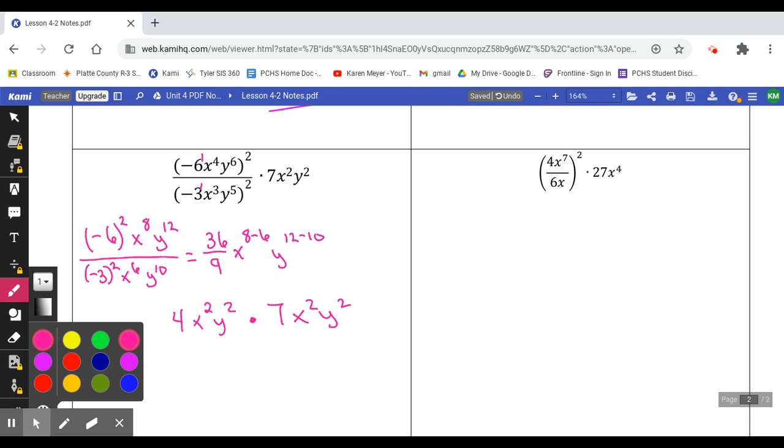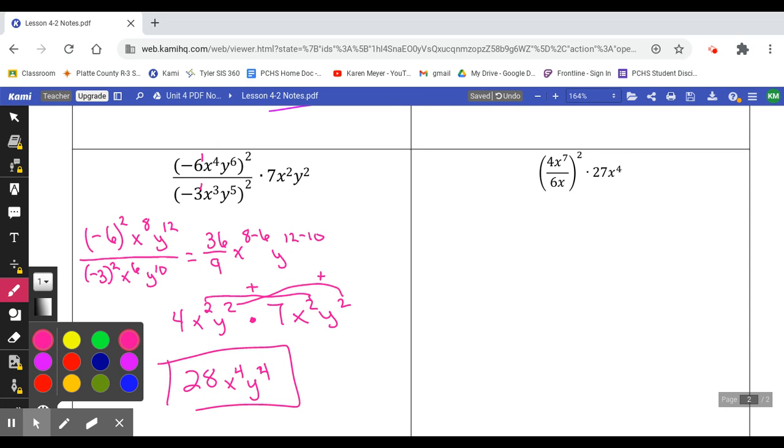So multiply your coefficients. 4 times 7 is 28. And if you're multiplying, you add your exponents. So x to the 2nd plus x to the 2nd is x to the 4th. And for y, 2 plus 2 is 4. So don't forget, when you're multiplying, you add your exponents.